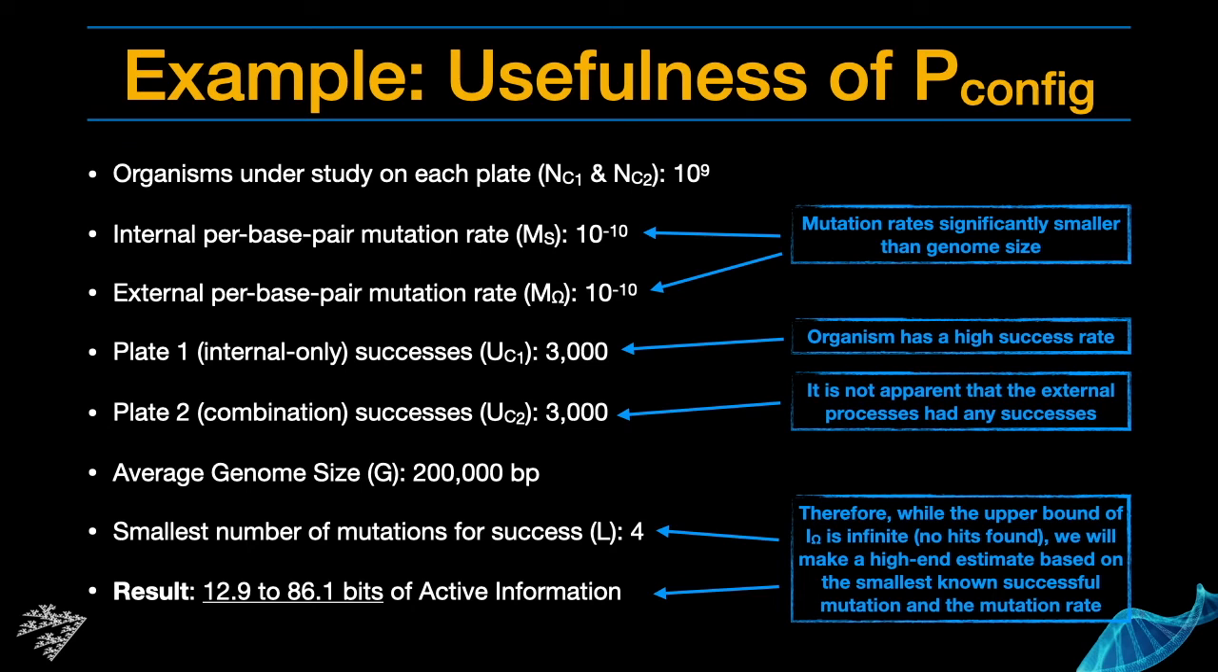Okay, well, that would be infinity. That would give you an active information of infinity if it was literally not findable. But everything is at least in principle findable, and so we can use the Pconfig equation to figure out what is the in theory probability of finding the smallest mutation. And so that's what we're going to use to do our upper bound in this case. The lower bound we can find, but the upper bound is hard to find. So it's between 12.9 and 86.1 bits of active information. So it's definitely a directed mutation, but how much we don't know.